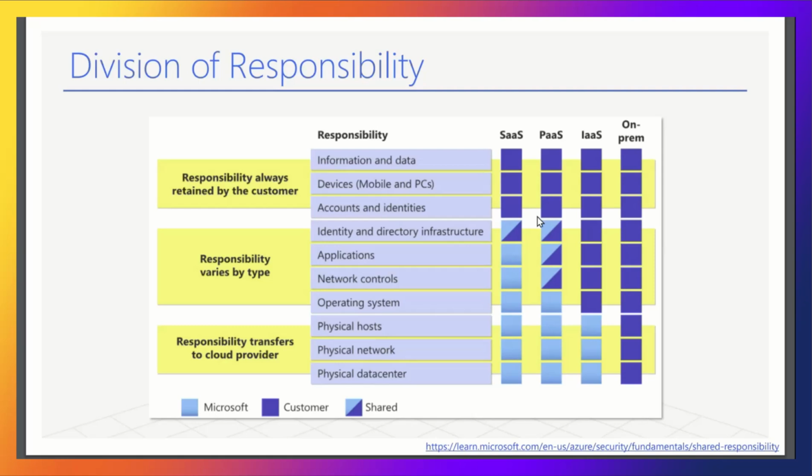Then as we move more to the left, we have PaaS, platform as a service. And here's where we need to worry less about the network controls, the applications, the identity, directory infrastructure. Now, these are sort of triangles here. So you are responsible for half of it, and Microsoft provides the other half. For instance, you're responsible for delegating the users, and they're responsible for the Entra ID.